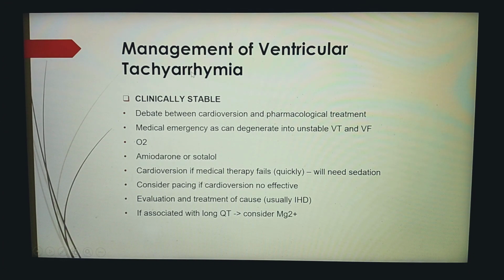So how to manage ventricular tachycardia? If clinically stable, then we should check for any airway, breathing, circulation problem. We should go for chemical cardioversion or medical management with amiodarone, sotalol. If cardioversion is needed, we should do it after giving proper sedation. If there is any electrolyte imbalance, especially long QT or torsades de pointes, we should consider magnesium infusion.